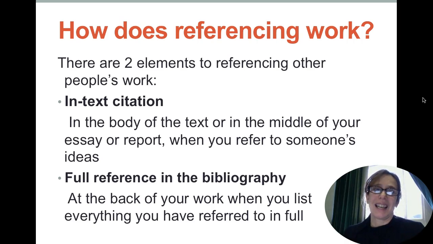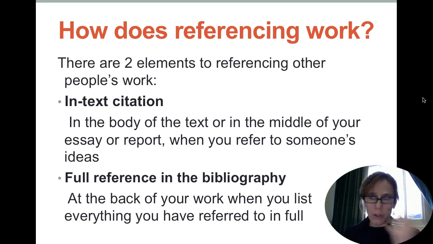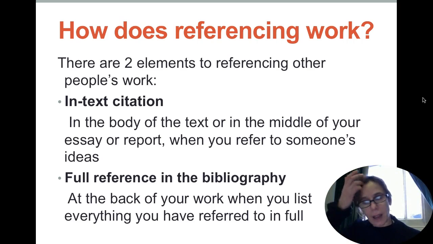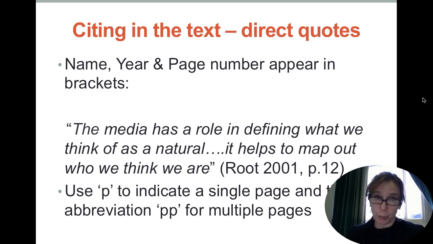How does referencing work? So there are two elements to referencing other people's work. There's the in-text citation. So that's in your work, going along, writing your essay, and you might want to talk about someone else's ideas and bring in a quote. So that's in-text citation. The other bit of referencing is the bibliography. So that's the list at the back, everything that you've talked about, everything that you've referred to. So there's two aspects to referencing. We'll look at a bibliography in a moment.